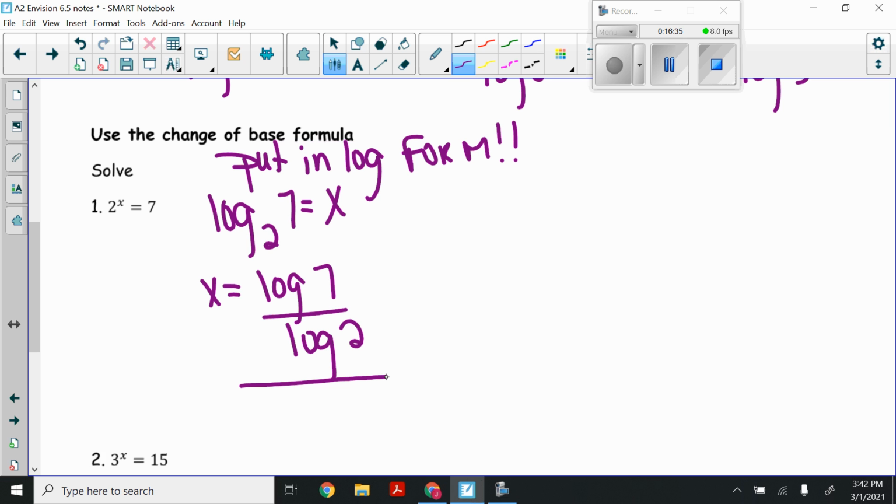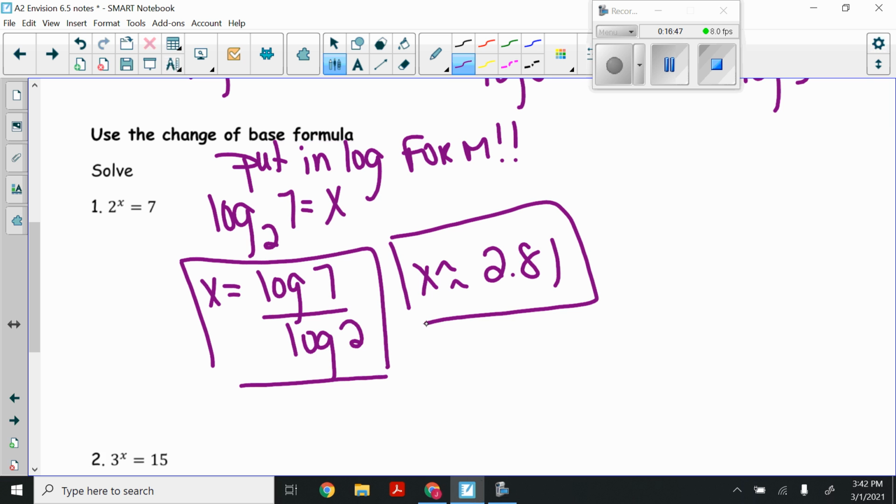Now we're going to evaluate that. So we'll go ahead and type that into our calculator. So x is approximately 2.81. So this is in log form, and this is approximating. We can always check our answer. So 2 to the 2.81 power is approximately 7. And yes, that works out.